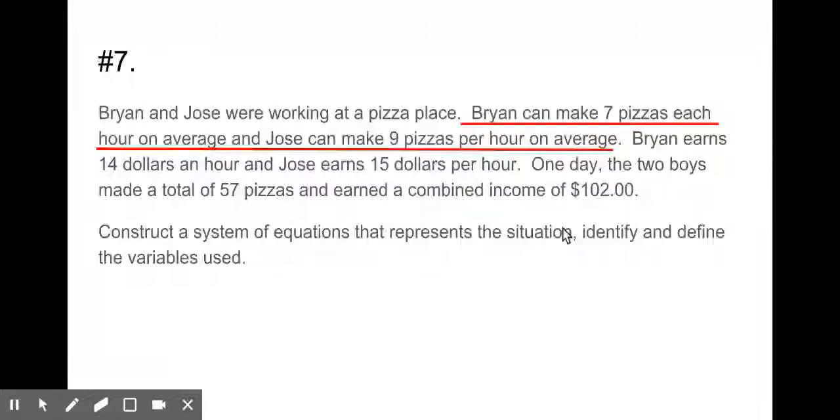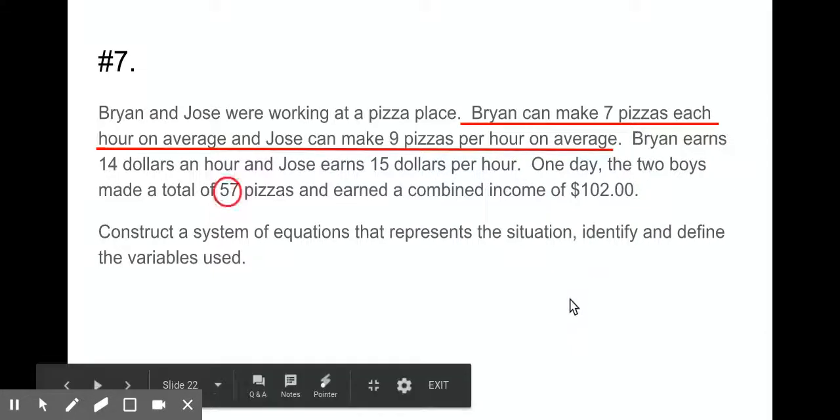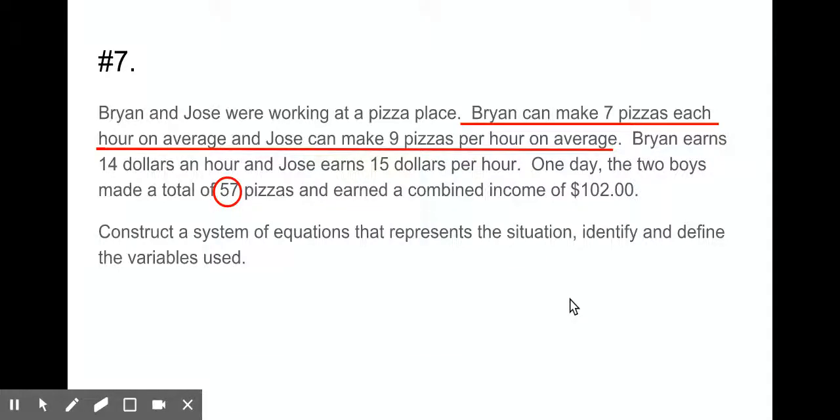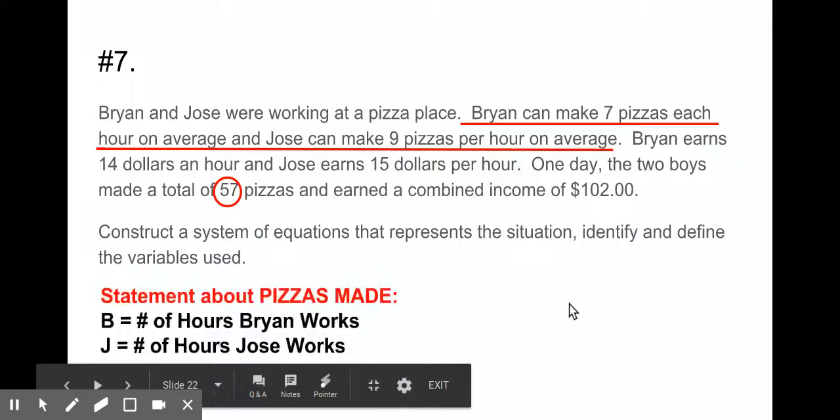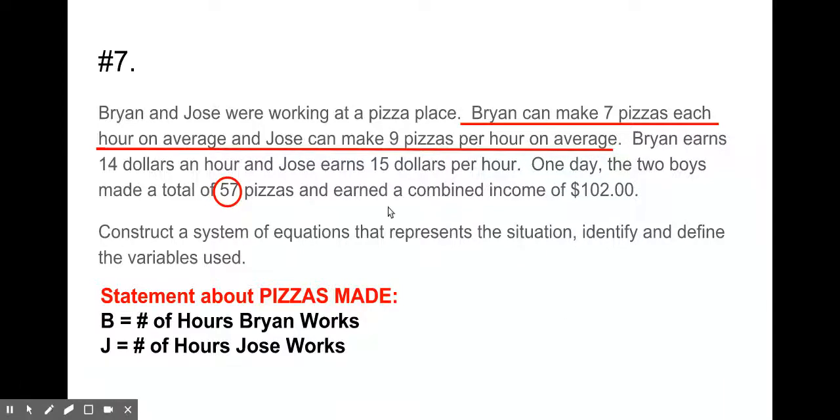The first thing you have to do is identify the two different equations. So I underlined in red the first statement. It all has to do with making pizzas. How many Brian makes, how many Jose makes. So that's what my first statement is going to be about. On the bottom, it talks about that they made a total of 57 pizzas. So again, it's all the same topic of making pizzas. So the statements about pizzas made is what I underlined in red.